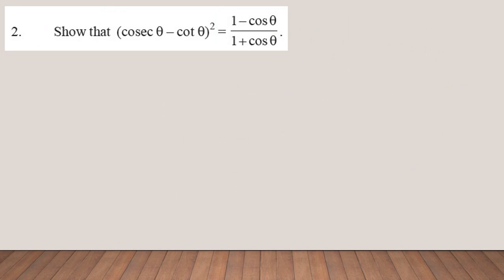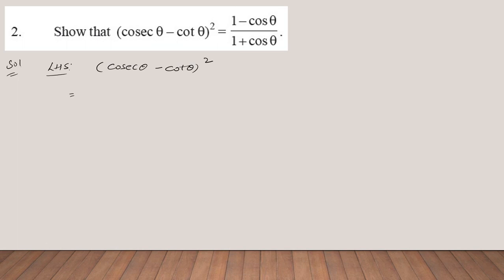So if you observe this question, it is nothing but the transformed form of the problem which we have done earlier. Now when you transpose this square, it looks like this only, no? So square root of 1 minus cos theta by 1 plus cos theta is equal to cosecant theta minus cot theta, right? Now let us see how we can solve this. Let us consider the left hand side. So what is the left hand side here? The left hand side is cosecant theta minus cot theta whole square.